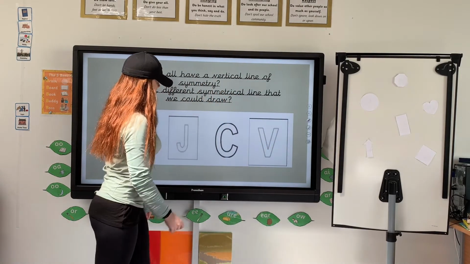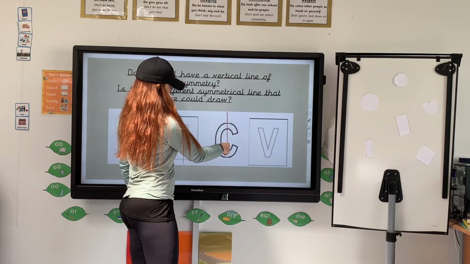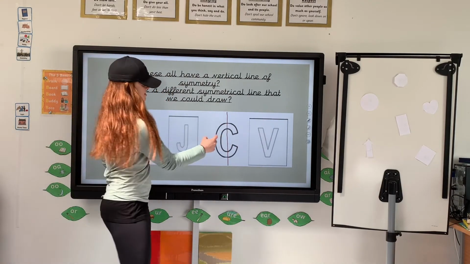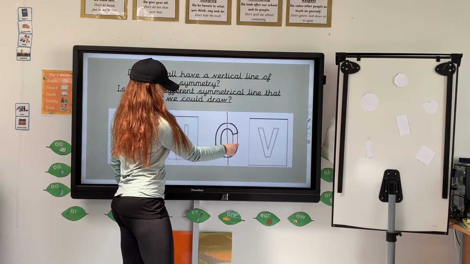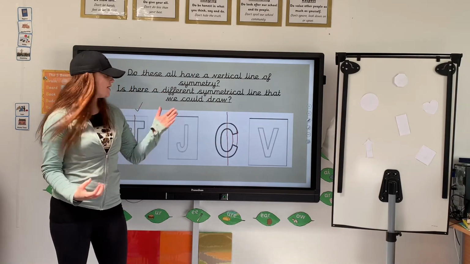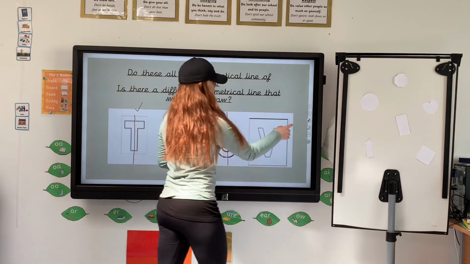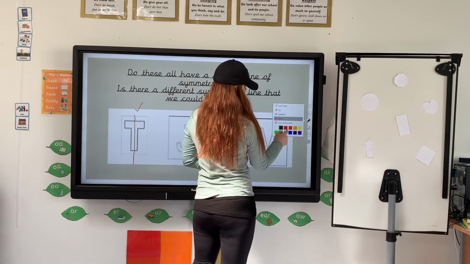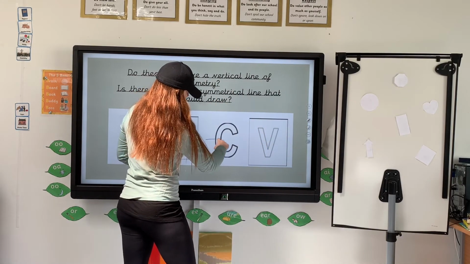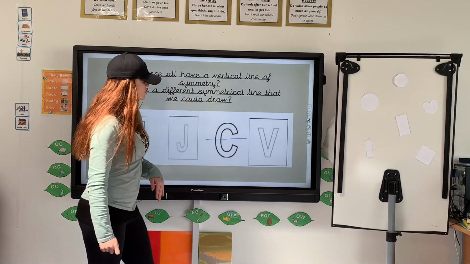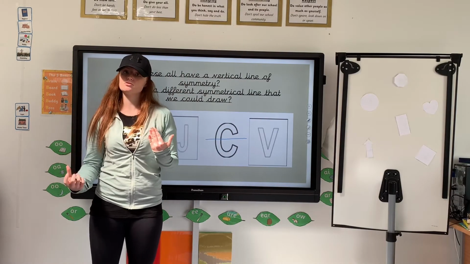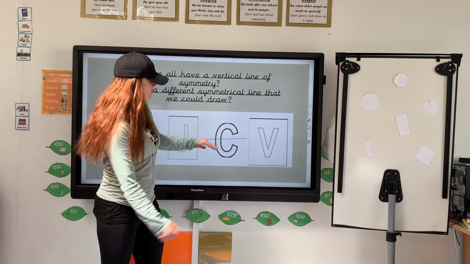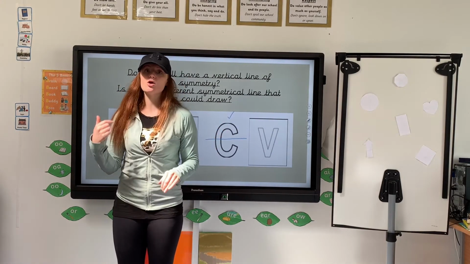Now we'll try the C. So if we go vertically straight down, you can see this half is not the same as that half. If it was the same, this would be filled in like that, so it'd be an O. And then it would be the same, but it's not. So we know it hasn't got vertical symmetry. And then we can have a look if it's got horizontal symmetry. So again, going all the way across. It does have horizontal symmetry because this half is exactly the same size and shape as the bottom half. So we know that has symmetry, but only horizontally.